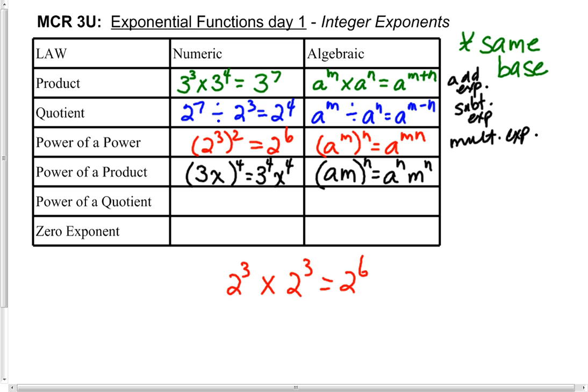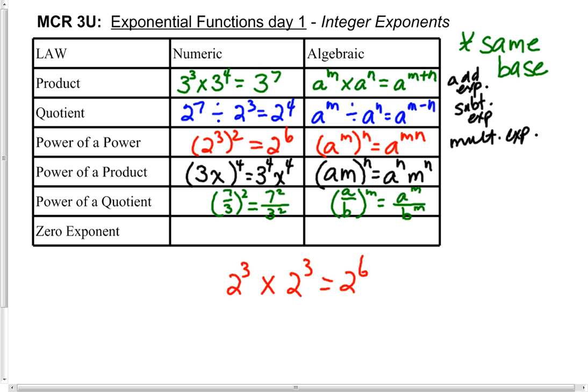Likewise with a division, if you have two things being divided, 7 over 3 squared for instance, that would mean 7 over 3 times 7 over 3, which would be 49 over 9, or 7 squared over 3 squared. That exponent will affect the top and the bottom of that division. So if we have a over b raised to the power of m, it will be a to the m over b to the m.